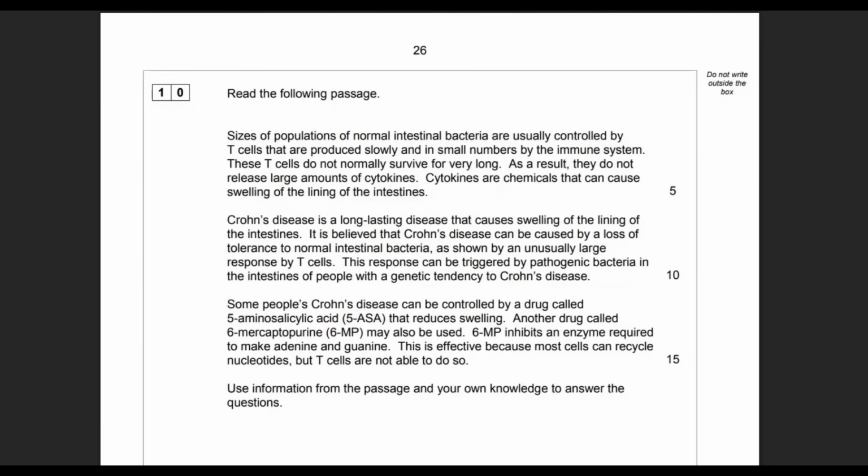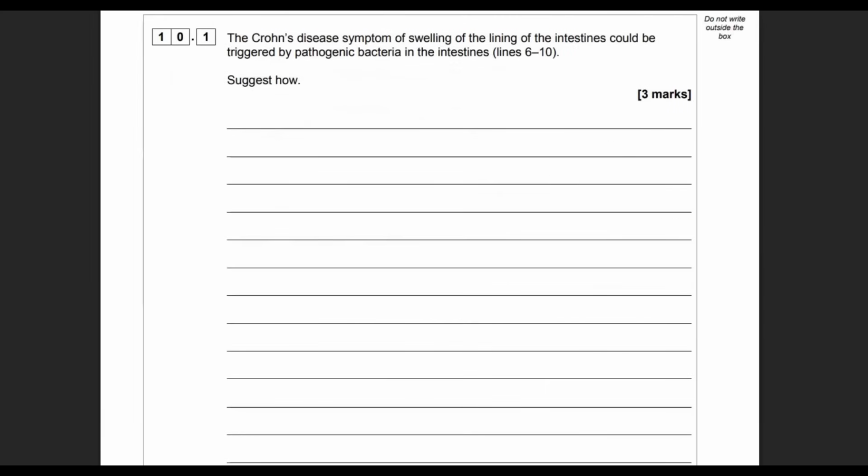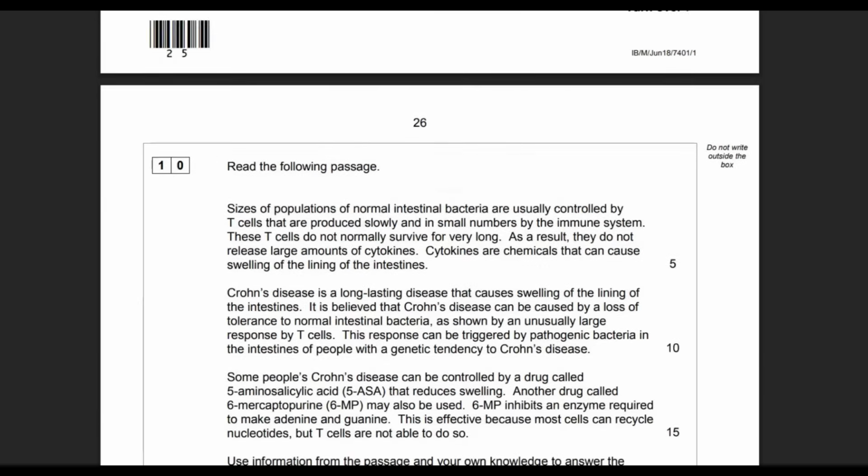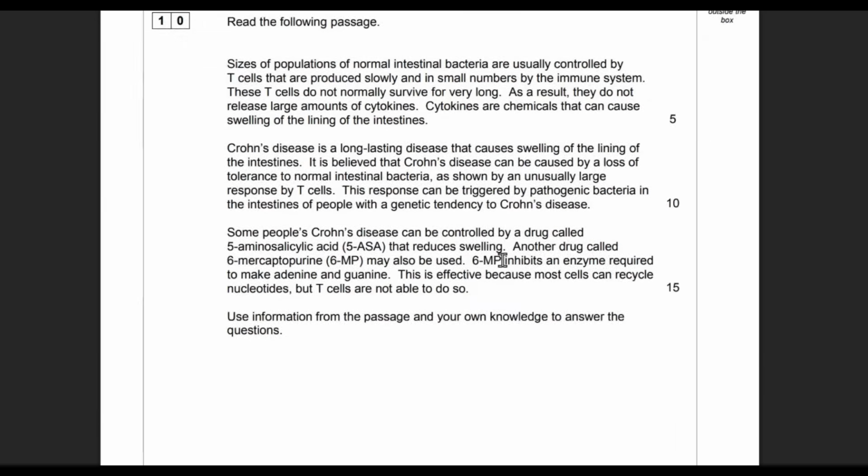All right, let's get on and see what the questions are. So, question 1, worth 3 marks, 10.1. The Crohn's disease symptom of swelling of the lining of the intestines could be triggered by pathogenic bacteria in the intestines. Lines 6 to 10. Suggest how. So they're saying that pathogenic bacteria in the intestines could trigger the Crohn's disease symptom, and it says lines 6 to 10. So we're specifically going to read lines 6 to 10.